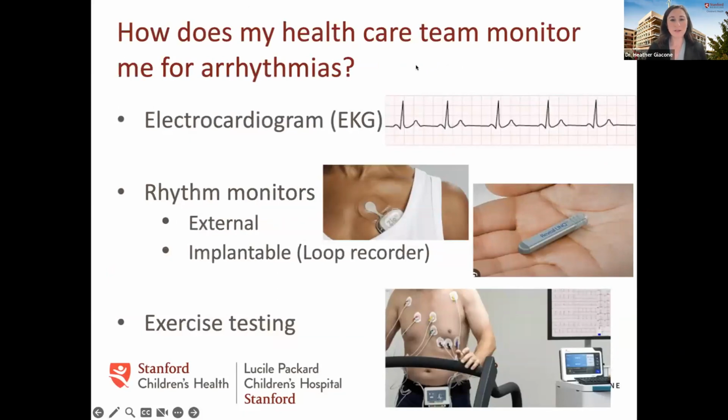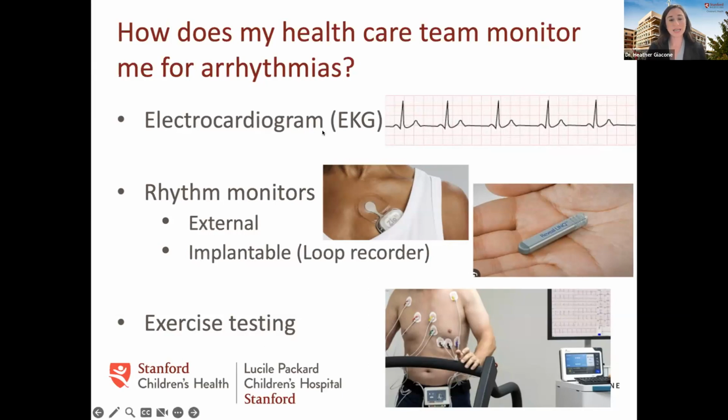So how does my healthcare team monitor me for arrhythmias? Well, like I said before, you can do an electrocardiogram or EKG. They might recommend rhythm monitors for you. This can be external, or you can undergo a procedure to have an implantable device. Common rhythm monitors that we use are patches on top that stick on the skin. They can stick anywhere from 24 hours up to about 30 days, depending on the type. And this is what it looks like, a small implantable loop recorder, and that goes under the skin on the chest.